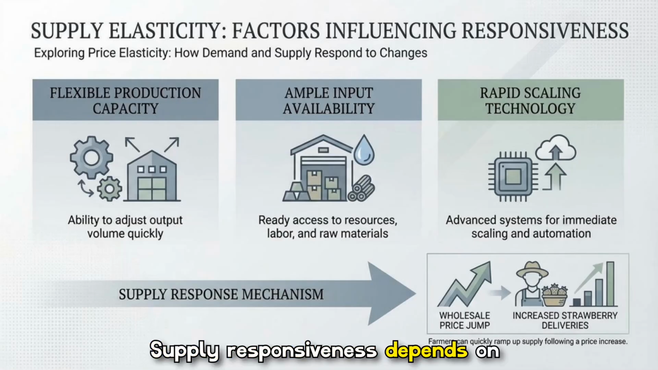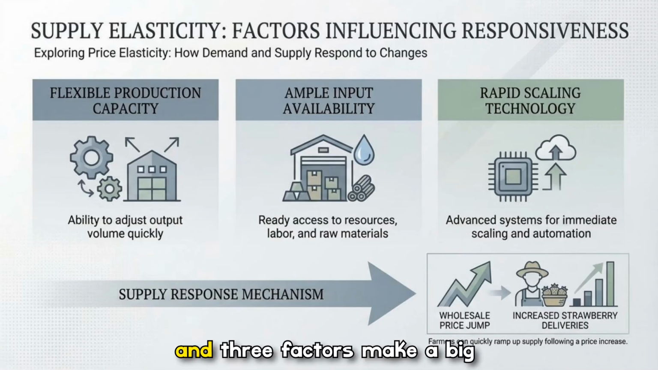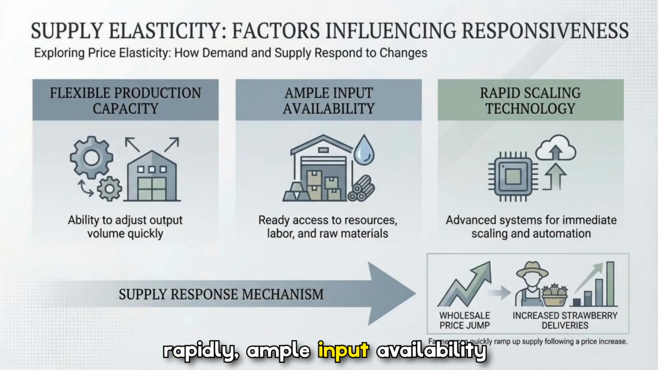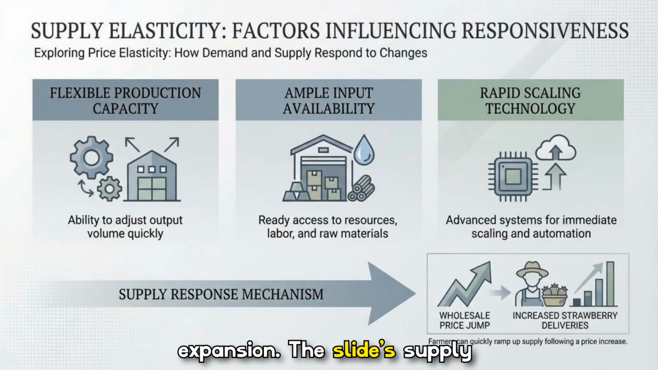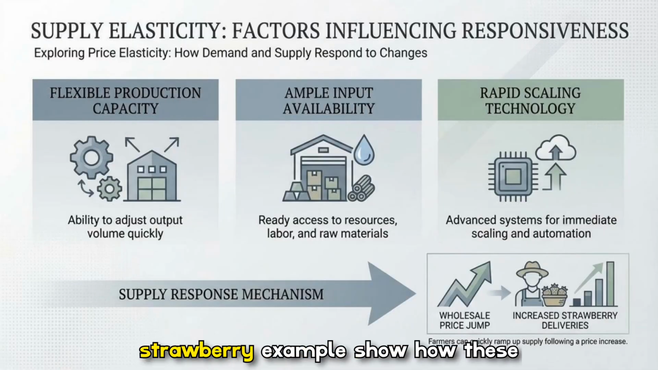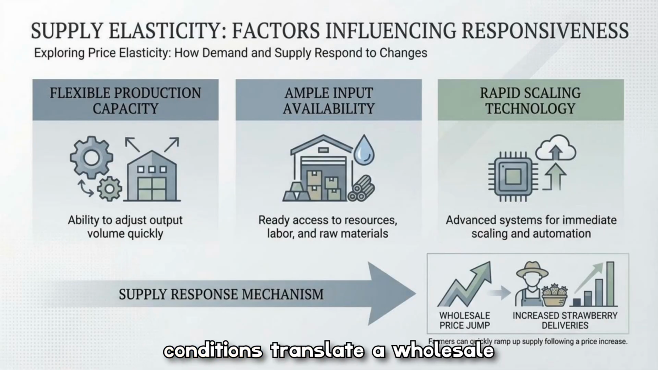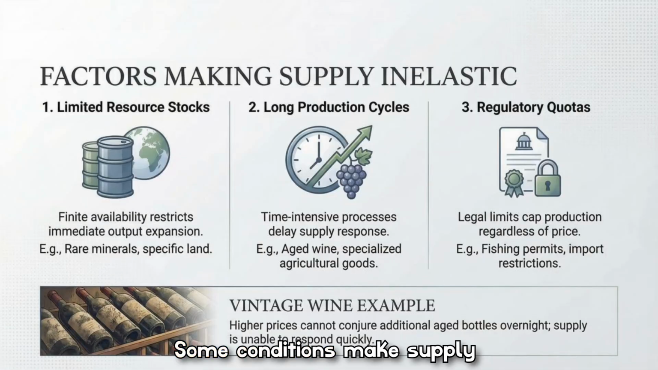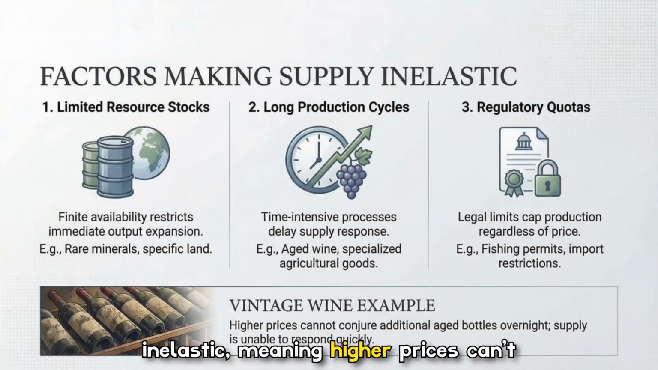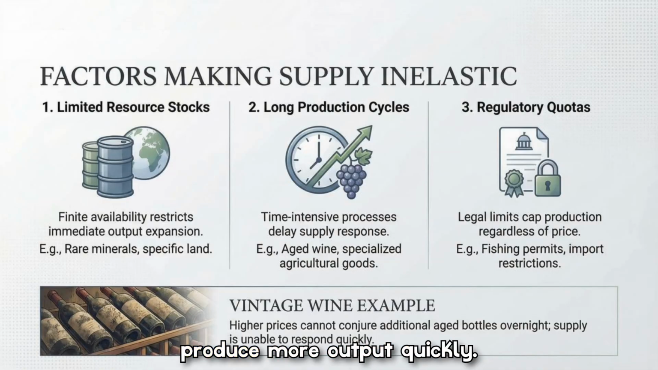Supply responsiveness depends on how quickly producers can adjust, and 3 factors make a big difference. Flexible production capacity lets firms ramp output rapidly, ample input availability ensures resources and labor are on hand, and rapid scaling technology enables automation and quick expansion. The slide's supply response mechanism and the strawberry example show how these conditions translate a wholesale price jump into increased deliveries.